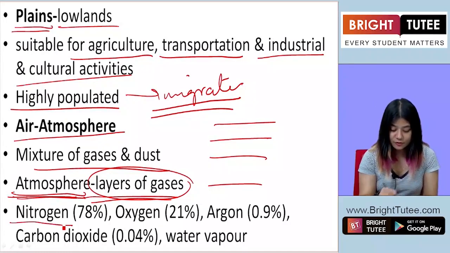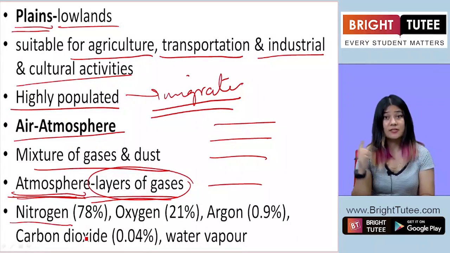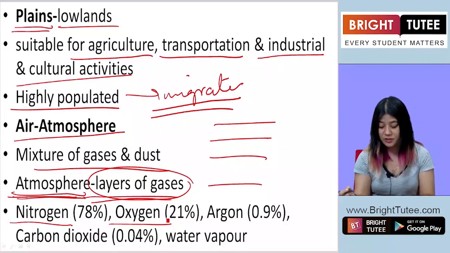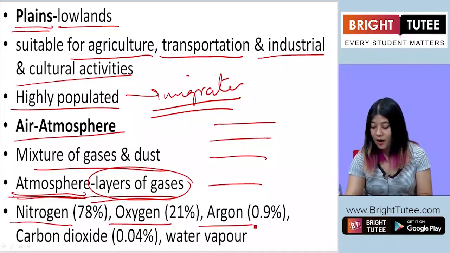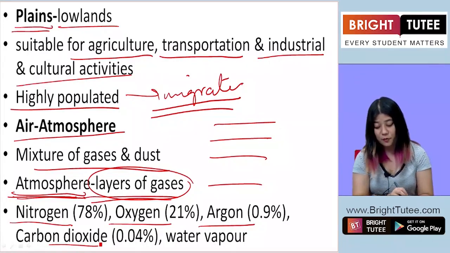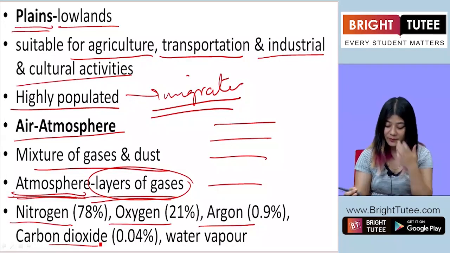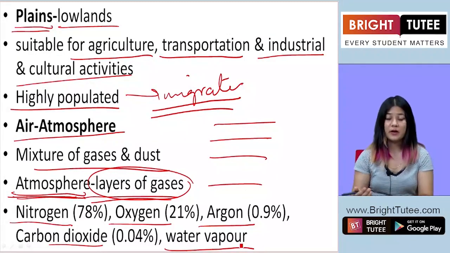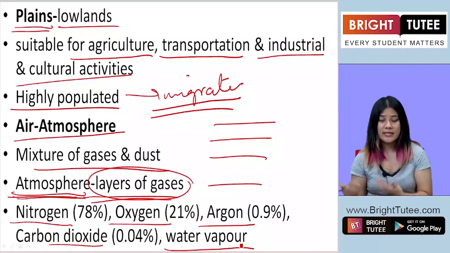It contains nitrogen. 78% of what is in the air is nitrogen. Second is oxygen, which is 21%. Argon is 0.9%. Carbon dioxide is 0.04%. Apart from that, it also contains water vapor and dust and pollen, etc.